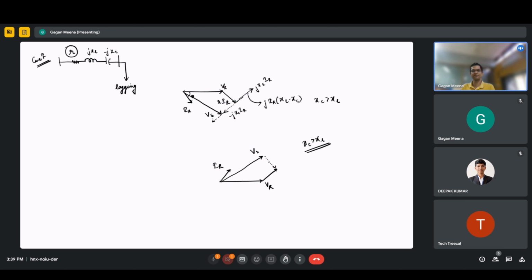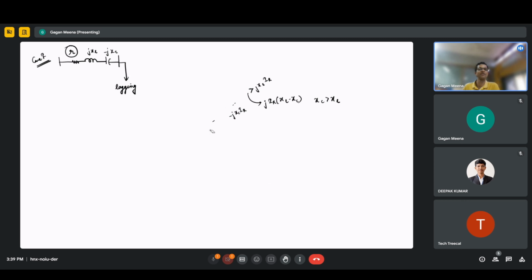Then let us draw the phasor diagram for the series case. Here we see the current is the same. There is no change in the current, and the voltage is increasing because of this capacitor. This capacitor is increasing the voltage. So if this was 1 per unit, this was 0.95 without the capacitor. With the capacitor, let's say this is 0.97.